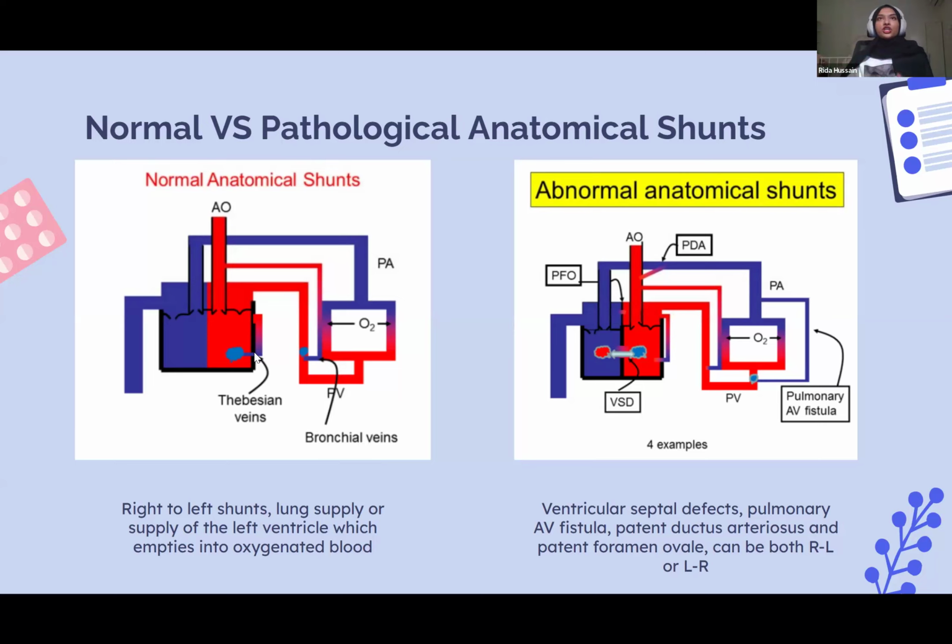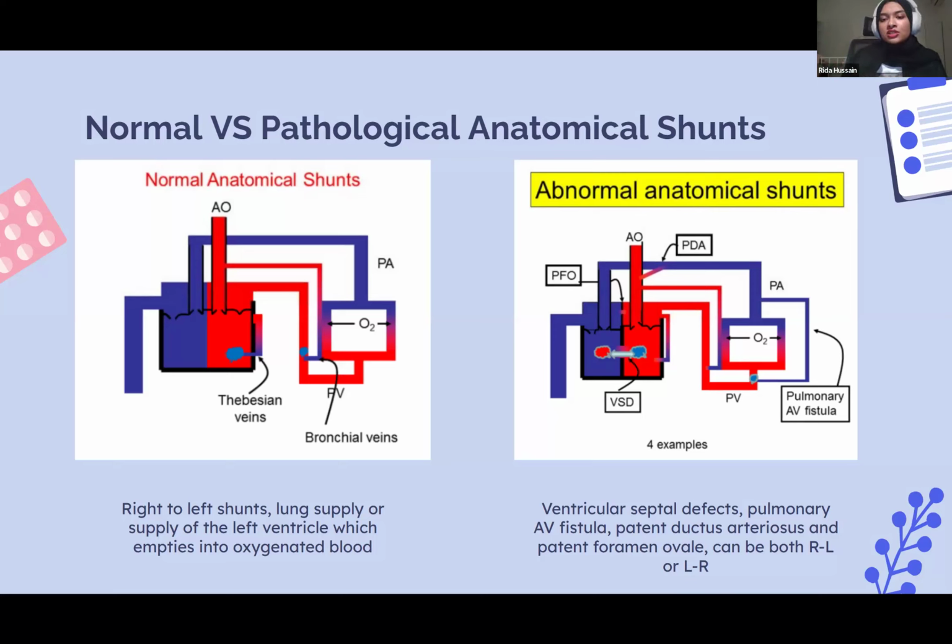Something similar happens to the heart. Again, the heart supplies fresh blood to the rest of the body, but it needs blood supply specifically in the left ventricle because the left ventricle is doing most of the work. Where is the left ventricle supplied from? It's supplied from the Babesian vessels, okay? The Babesian vessels supply the heart with fresh oxygenated blood, and then it empties out directly into the left ventricle. So these are normal anatomical shunts.